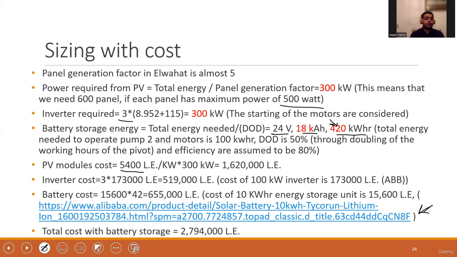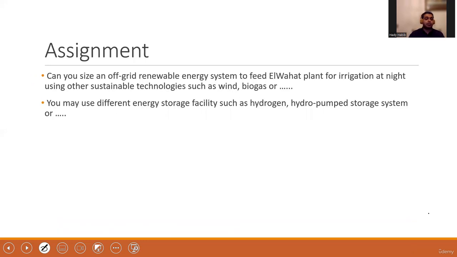So the total cost of the project is going to be 2,794,000 Egyptian pound, which you can say with the change of the dollar and so on, it will turn to be 3 million Egyptian pound, which is not that big number for such a big scale project.